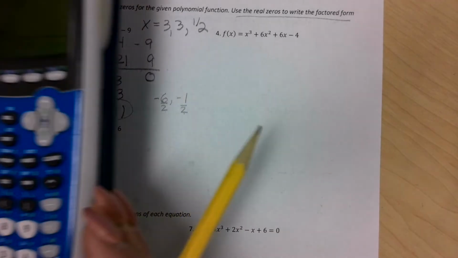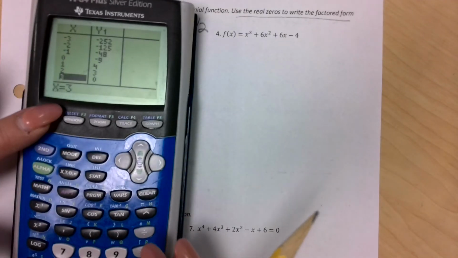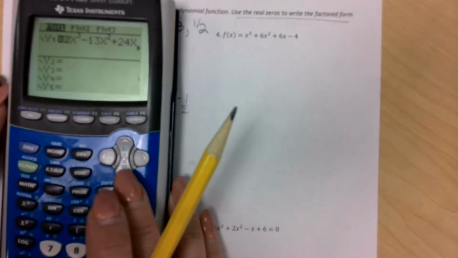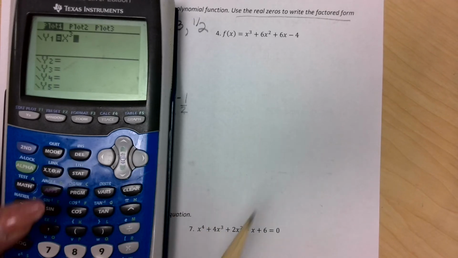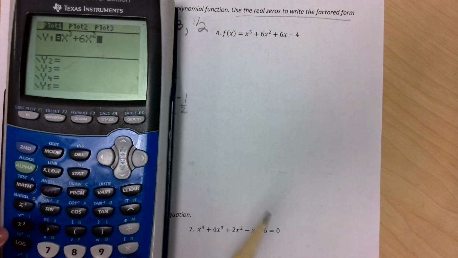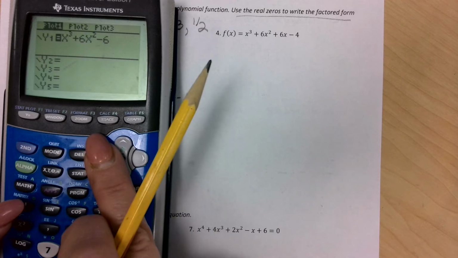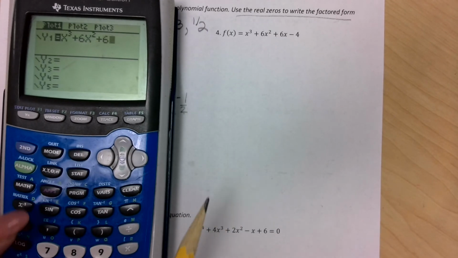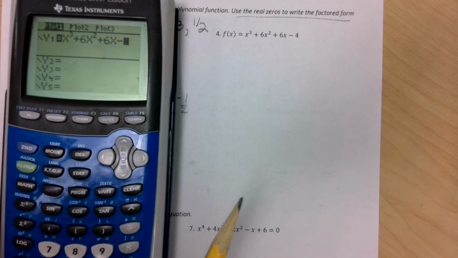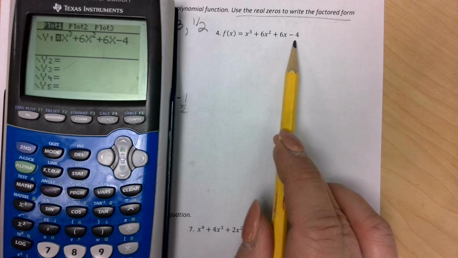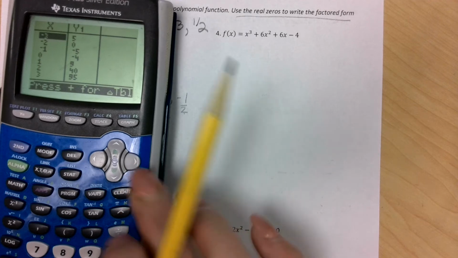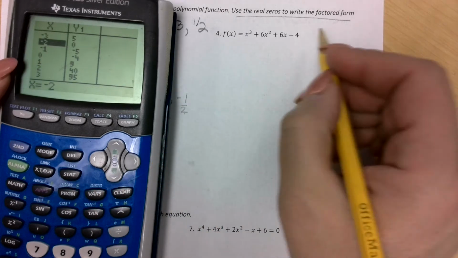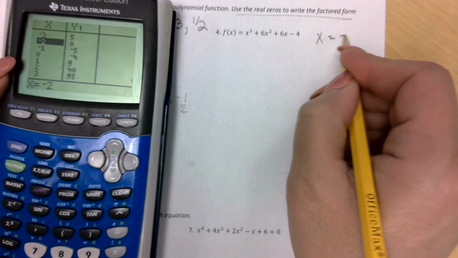Again, go back to our calculator, go to y equals, clear out that equation and type in x to the 3rd plus 6x squared plus 6x minus 4. So I want factors of 4 is what I'm looking for in my table. So I see one right away, negative 2. So x equals negative 2.